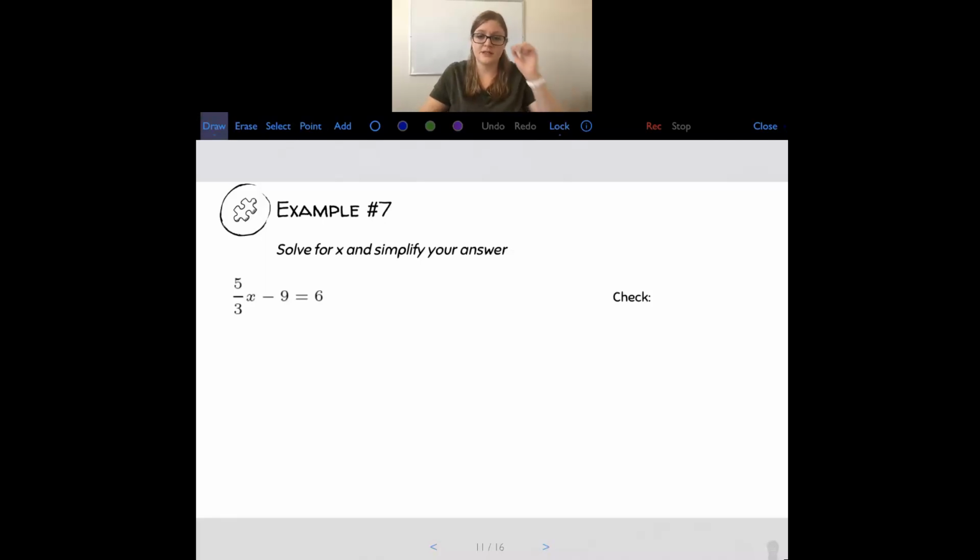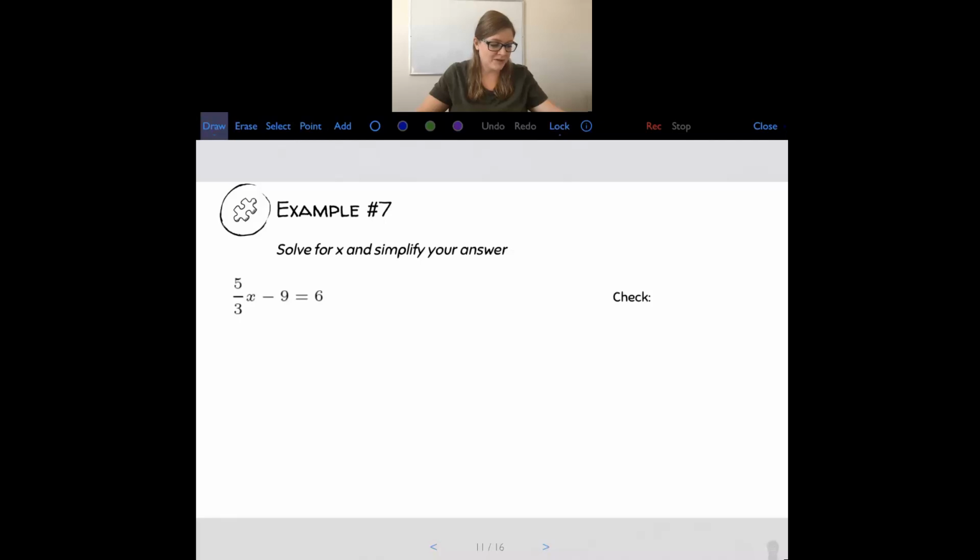We are going to continue on from our previous lesson about solving linear equations. In these examples, we have some equations involving fractions, and then we'll also have some problems where we will look at the different solution types that we talked about in the previous lesson. Okay, so solve for x and simplify your answer.